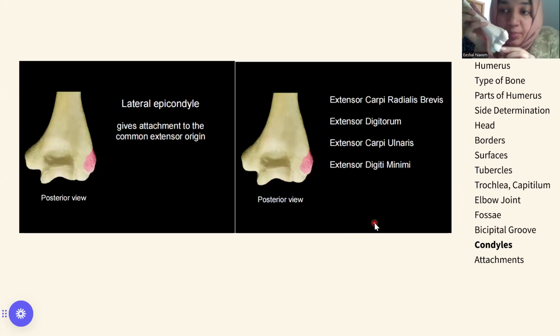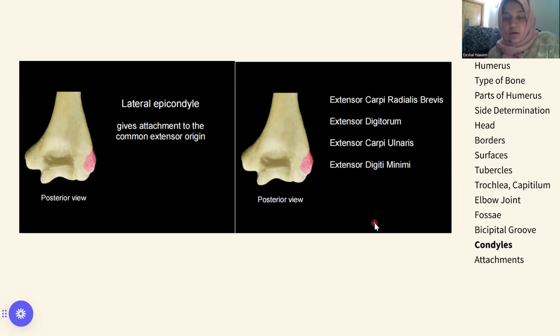Now, coming to the lateral epicondyle, it is much shorter and much less appreciated than the medial one, but it gives attachment to the common extensor region. Why are we saying common extensor region? Because most of the muscles that are attached here are all extensors. They extend the elbow, and all of the muscles attached on the medial epicondyle are all flexors. So they flex the elbow, okay?